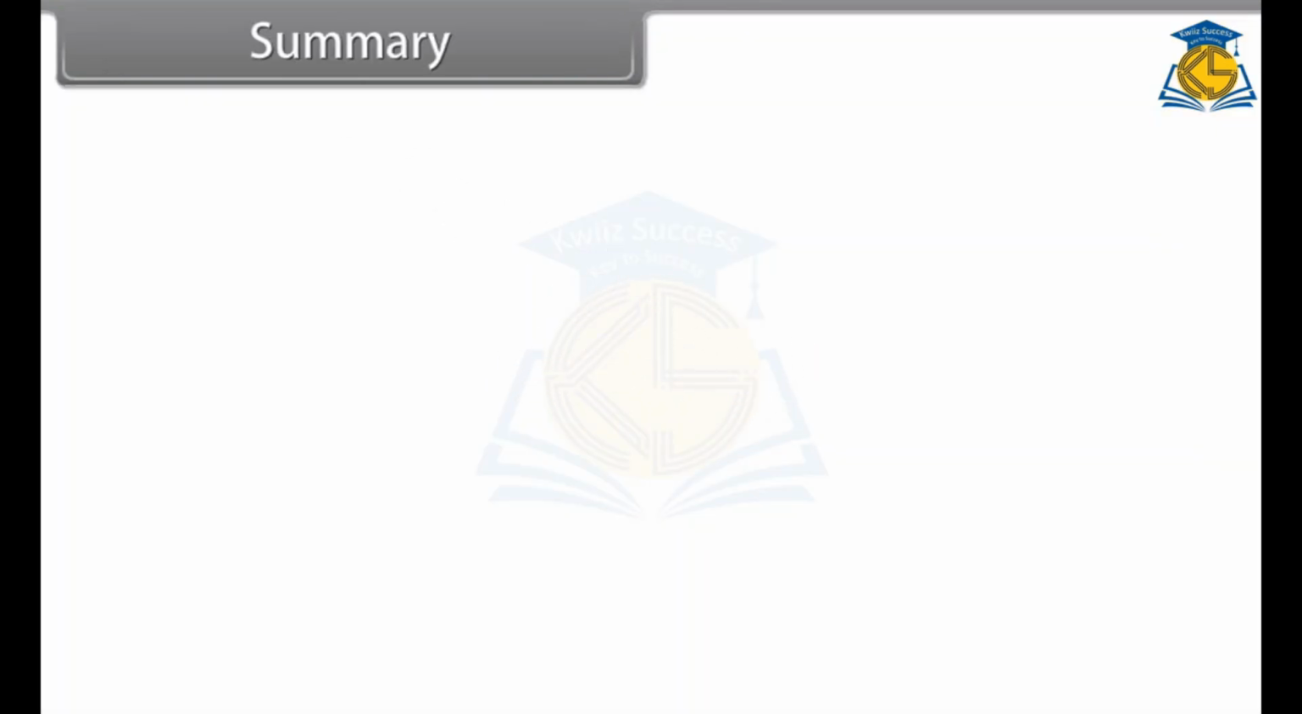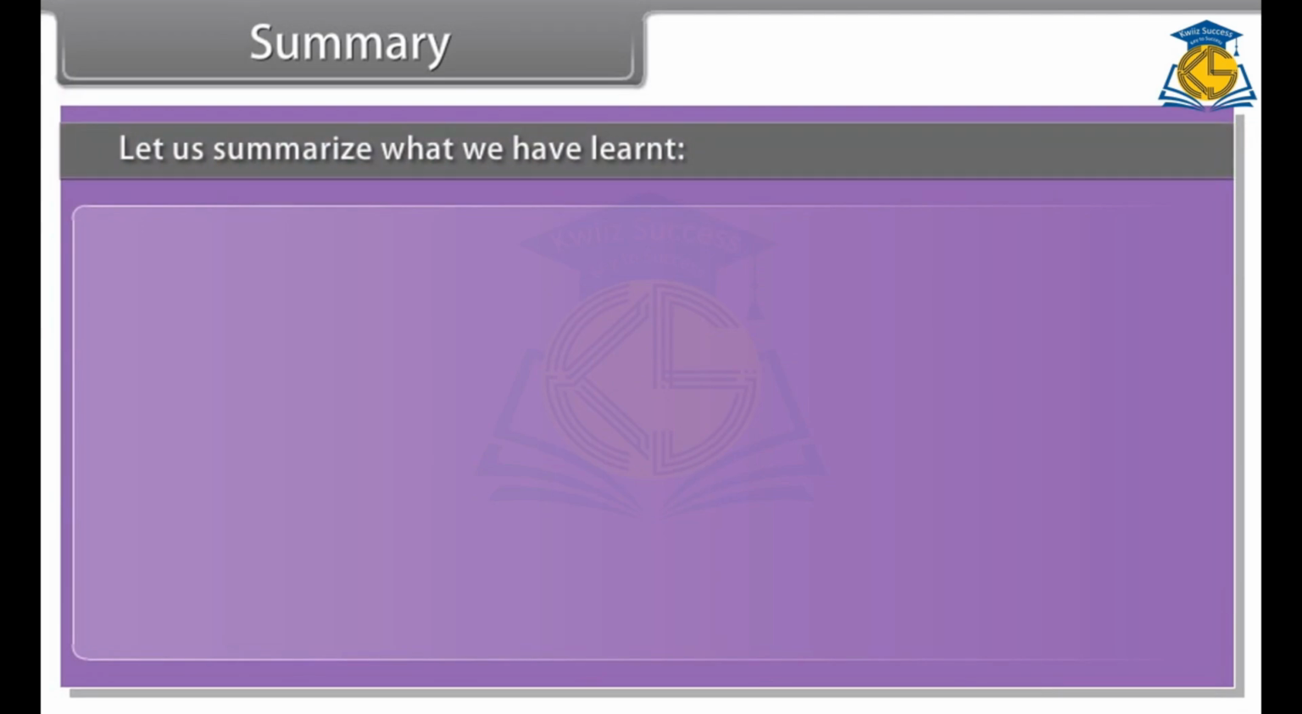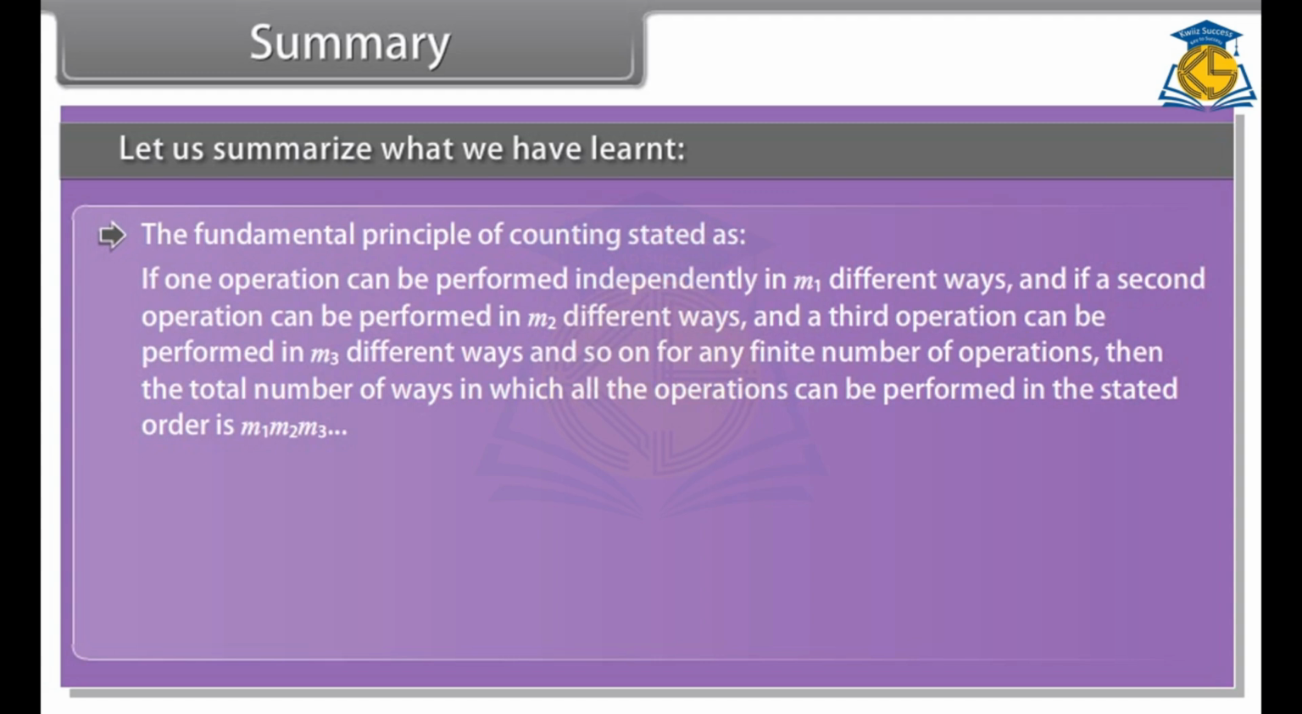Summary. Let us summarize what we have learned. The fundamental principle of counting is stated as: if one operation can be performed independently in m1 different ways, and if a second operation can be performed in m2 different ways, and a third operation can be performed in m3 different ways and so on for any finite number of operations, then the total number of ways in which all the operations can be performed in the stated order is m1 into m2 into m3 and so on.